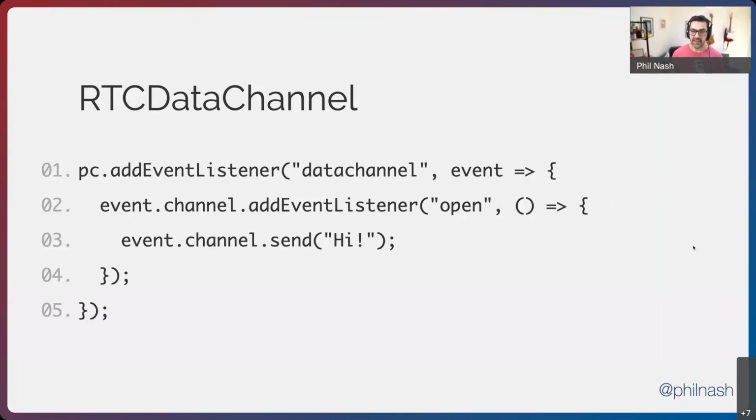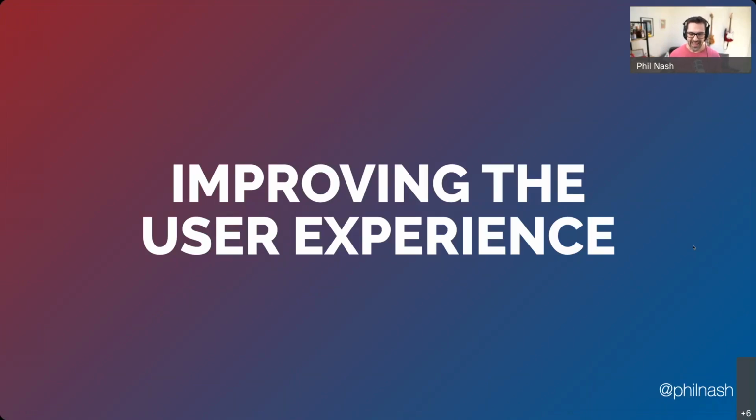On the other side of the peer connection object, you just need to listen for a new data channel event. Once you have them, and this works a little bit like WebSockets, you need to listen to make sure that channel is open. And once it is, you can send data down it using just this channel send method. Nice and easy.